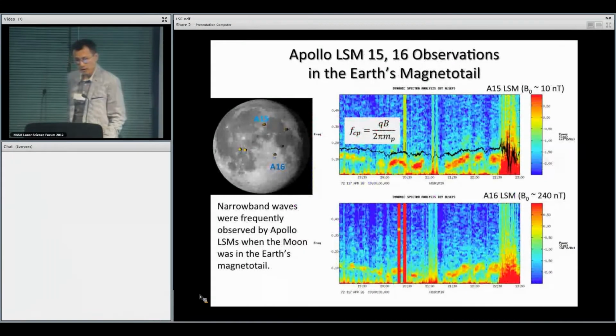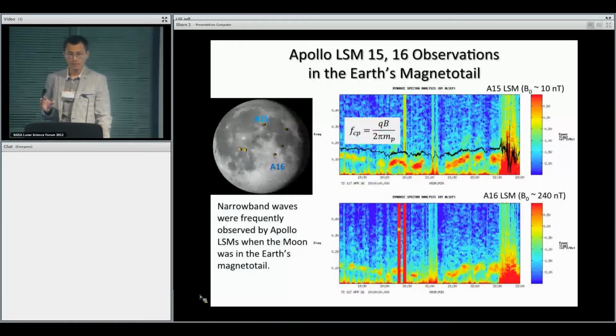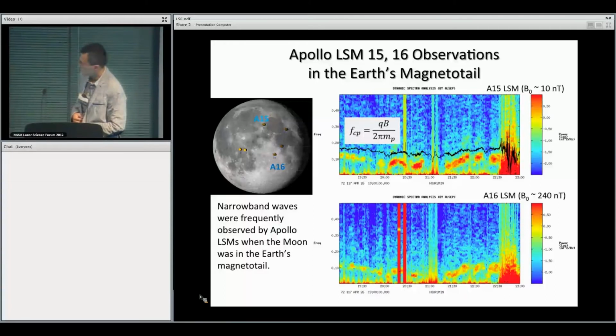Then I tried to find a period of time when there were, in fact, two Apollo sites measuring these waves at different locations on the moon. As you can see, this is from Apollo 15, and the bottom one is from Apollo 16. So both stations, even though they are located at different hemispheres of the moon, saw similar wave activity, even though at Apollo 16 the wave amplitude is clearly weaker.